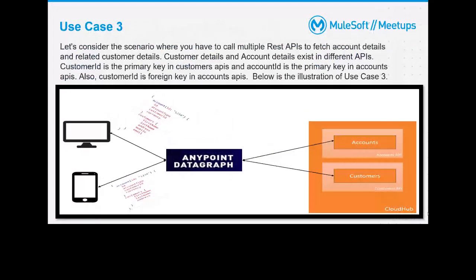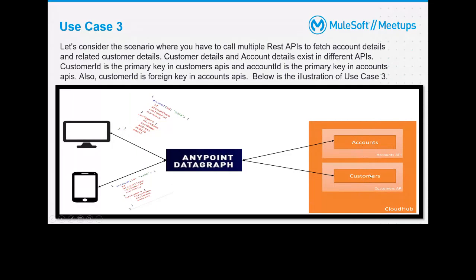Okay. Now use case three. So let's consider I have two APIs. I have accounts, which is a separate API, and I have a customer API. It's a completely separate API basically. So it has two endpoints, one to fetch all the customers and one to fetch a single customer. Whereas we have the accounts API where you can fetch the account detail or a single account basically.